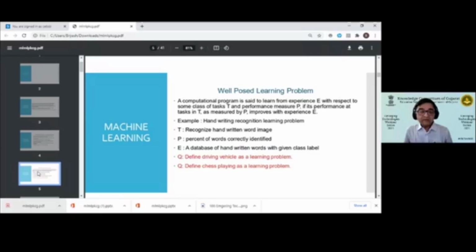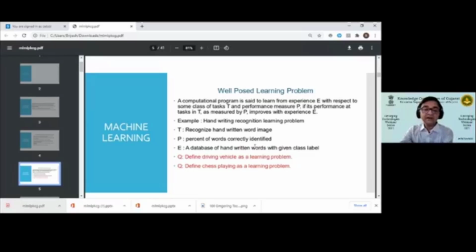So, before we elaborate on this, let's talk about an example: the handwriting character recognition learning problem, recognizing someone's handwritten characters. The handwriting recognition learning problem has the task of recognizing a handwritten word image. So we take a word as an image, process that image, and recognize whose handwriting this is. Performance is the percentage of words correctly identified, that is, how many words are correctly recognized. And experience is a database of handwritten words with given class labels.